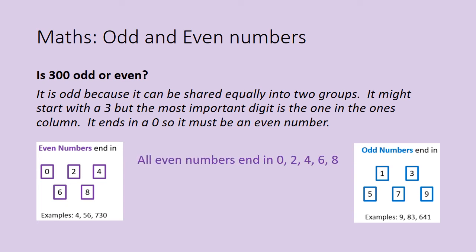All even numbers end in 0, 2, 4, 6 and 8. Some examples are 4, 56 and 730. All odd numbers end in 1, 3, 5, 7 and 9. Some examples are 9, 83 and 641. I wonder if you can think of some 3-digit numbers that would be even and some 3-digit numbers that would be odd.